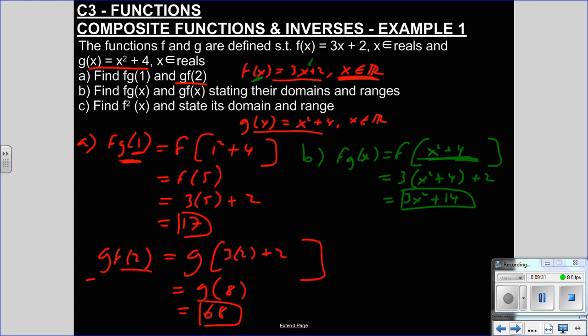Like we did on our mapping, the domain for fg, so what values can it start with? Well, it starts with all the reals because g starts with all the reals. And let's think about what happens then. g then takes it, but let's think about g. So this is a complicated example, but if you understand what's happening, g takes all those x values to start with, and so therefore we need to know the range of g.